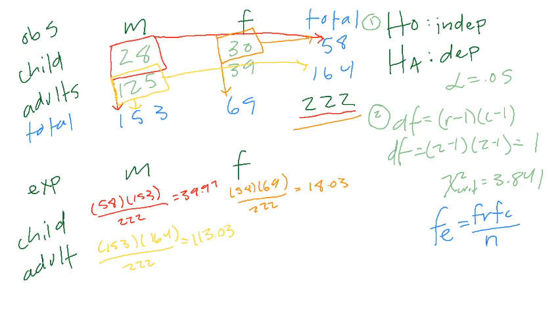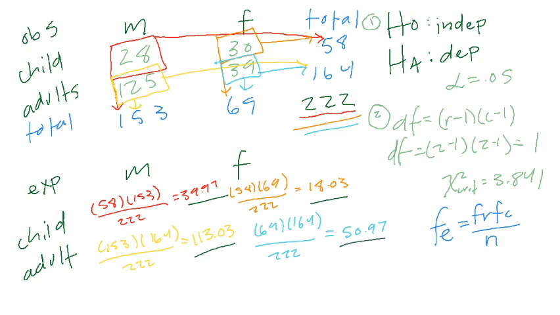And let's try for the last one here. So for this value here, we need the frequency of the column times the frequency of the row. Of course, we've been using this 222 for each of these. So we take 69 by 164 all over 222, which is going to give us 50.97. Okay, so that took a little bit of work, a little bit of mental strain to get this all sorted out. But now what we have are 4 expected values that go with our 4 observed values.